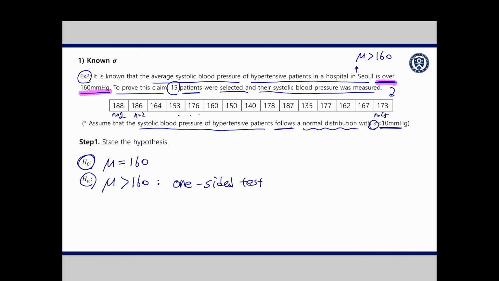Okay, and in this problem, we assume that the patients' blood pressure follows a normal distribution, and we know the population standard deviation. So we have the random variable X, which means the systolic blood pressure, following a normal distribution with mu and sigma equal to 10. So the variance is 100.